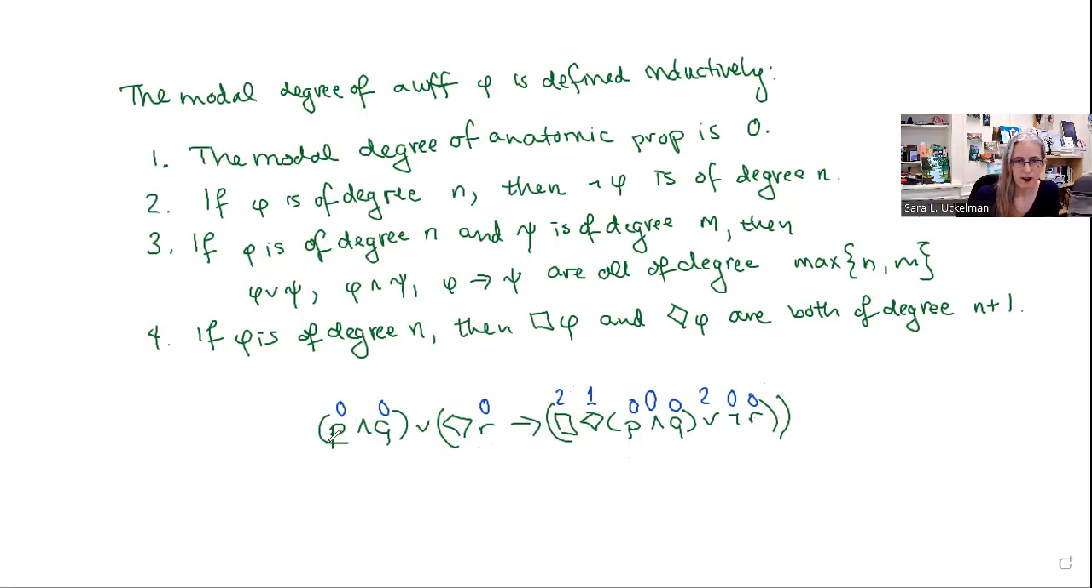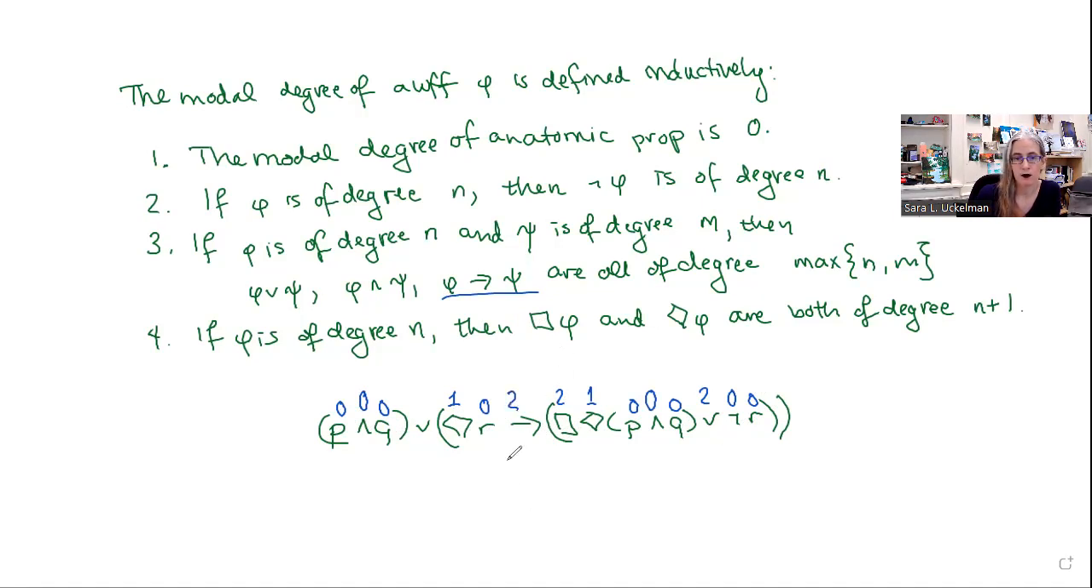Let's see, let's get the other one. So here we've got a 0 conjoined with a 0. So this is just going to be the maximum. That's another 0. Here we've got a 0, but we've stuck a modal operator on the front. So that becomes a 1. Then we have a 1 implies a 2. So the maximum of that is 2.